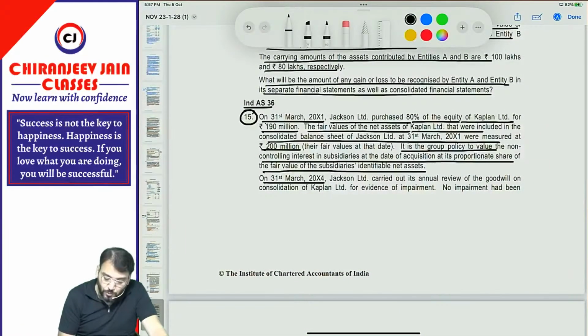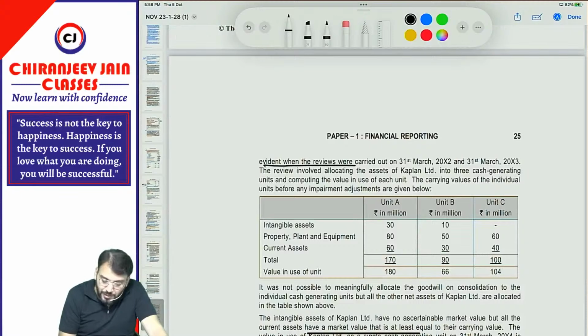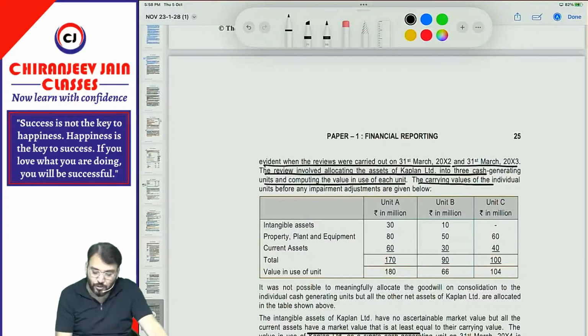On 31st March 2004, means 2002-2003, after 3 years, Jackson Limited carried out an annual review of goodwill on consolidation of Kaplan Limited for evidence of impairment. No impairment had been evident when the reviews were carried out on 31st March 2002 and 31st March 2003. Means for the first 2 years there was no impairment loss. The review involved allocating the assets of Kaplan Limited into three CGUs and computing the value in use of each unit. The carrying value of each individual unit before any impairment adjustment is given below.